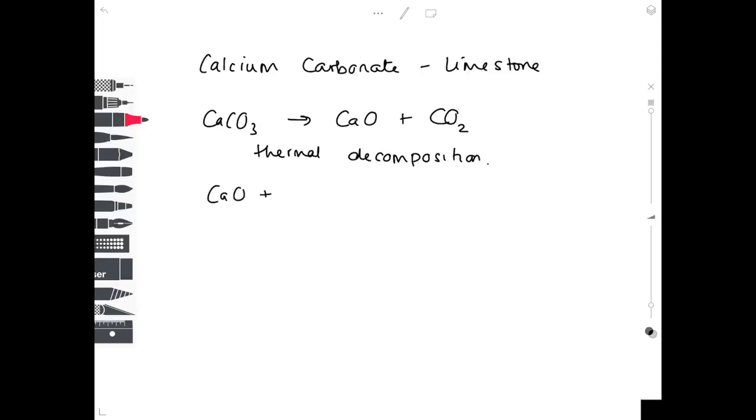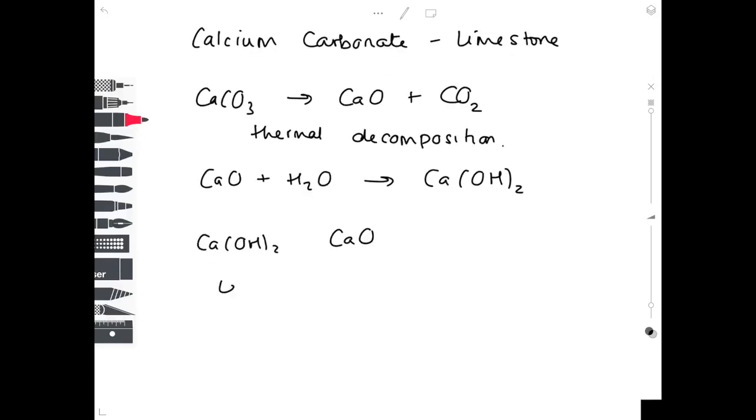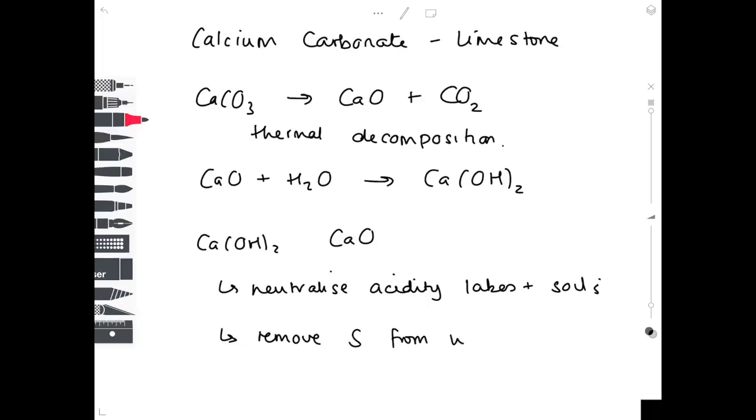If you add water to calcium oxide, you get calcium hydroxide, and both calcium hydroxide and calcium oxide are very useful products. Remember that they're both alkalis, so they can be used to neutralize acidity in both lakes and soils, so very useful for farmers. And they can also be used to remove sulfur from waste gases in power stations.